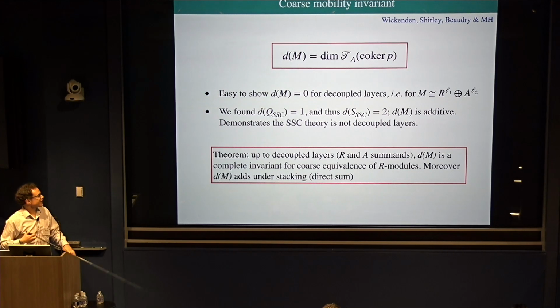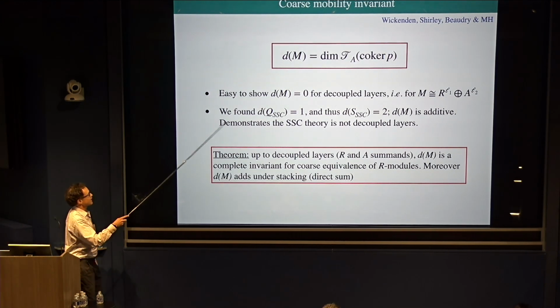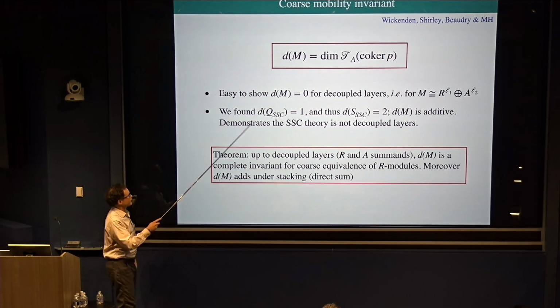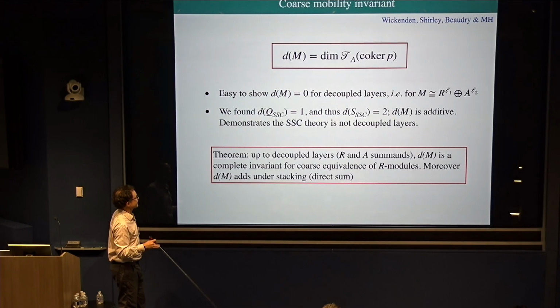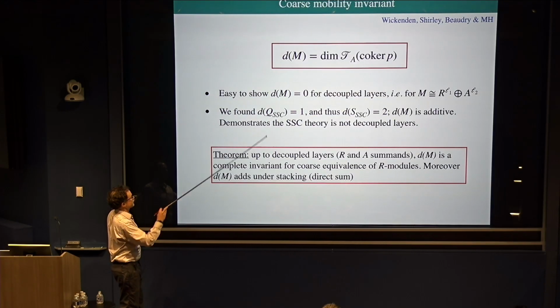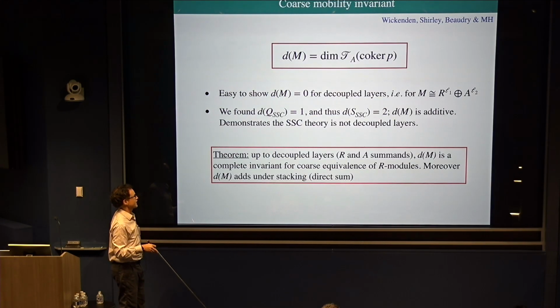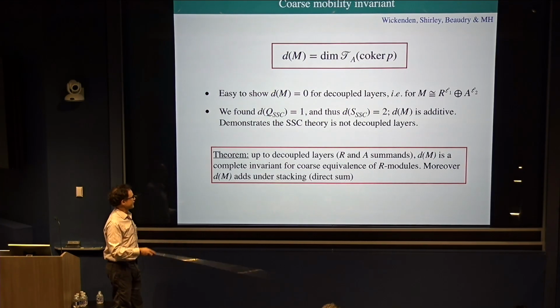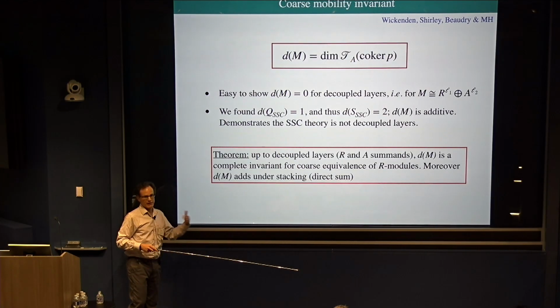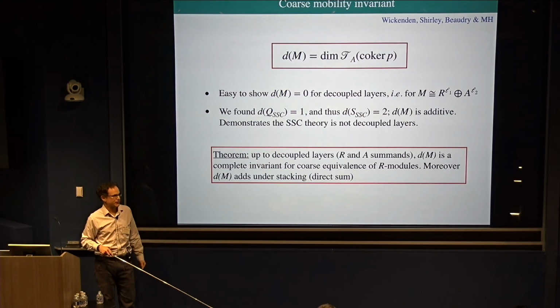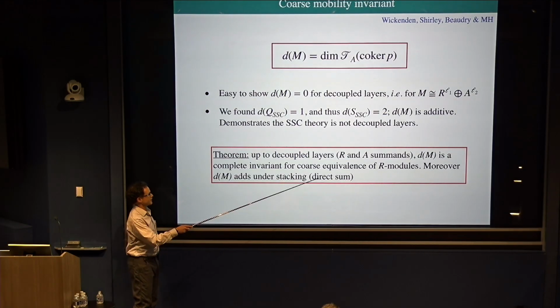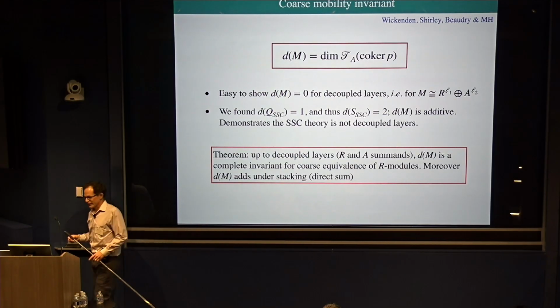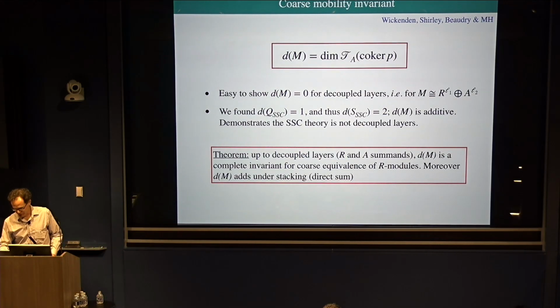This invariant, or this quantity d of M, is 0 for decoupled layers, okay? It's 1 for this example QSSC I told you about, and it's additive, so it's 2 for SSC. And there's a theorem, which is that up to decoupled layers, this actually gives a complete invariant for these coarse equivalence classes of R modules. So it actually tells you everything that you might want to know if you're trying to classify planon-only fracton orders.